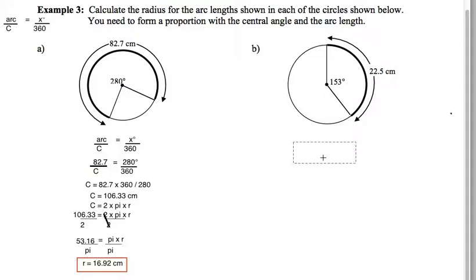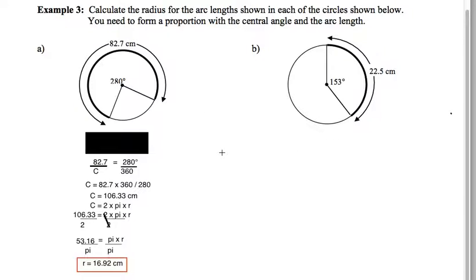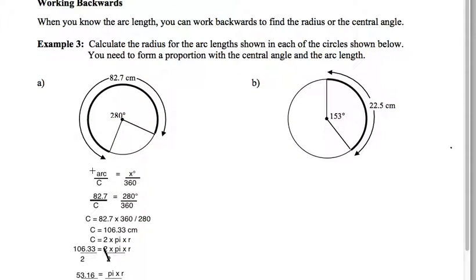No, that did not work. Oops. Okay. You guys get to watch me get confused with my computer here. All right, let's do it this way. Arc over circumference equals x over 360. And there we go. That's much better.